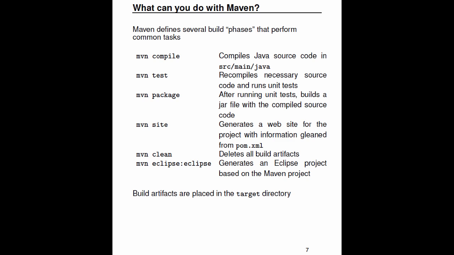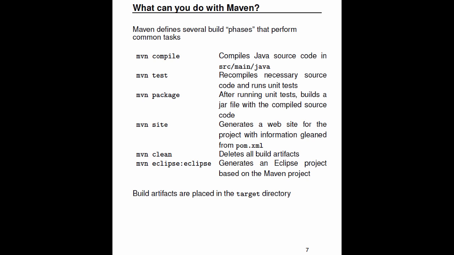Another phase is the site phase, which will generate a website that contains project documentation and other information that's gleaned from the POM XML and various reports and plugins. There's also a clean phase, which deletes all the build artifacts. It's essentially an rm -rf of the target directory, but various plugins can configure themselves differently.